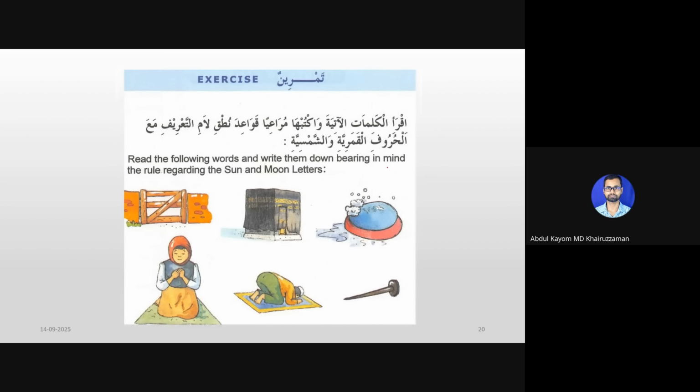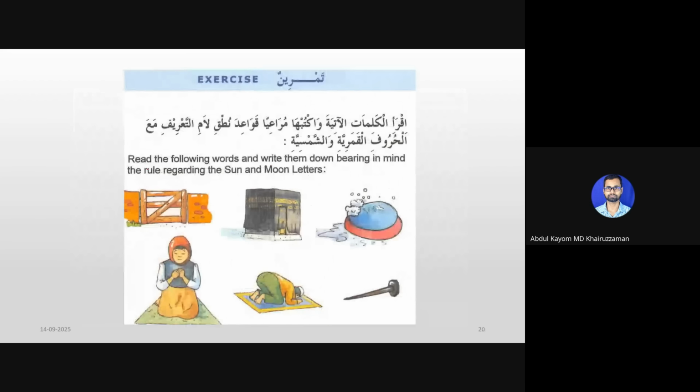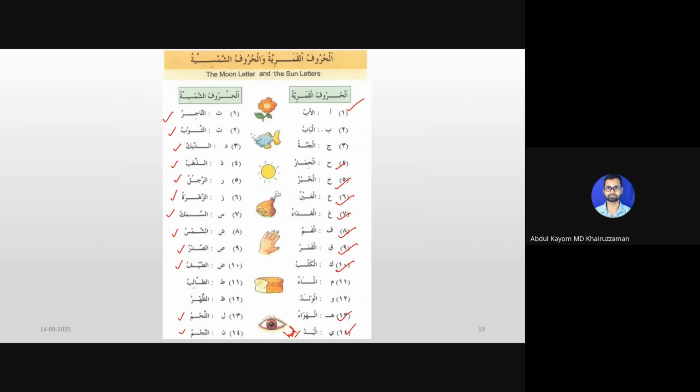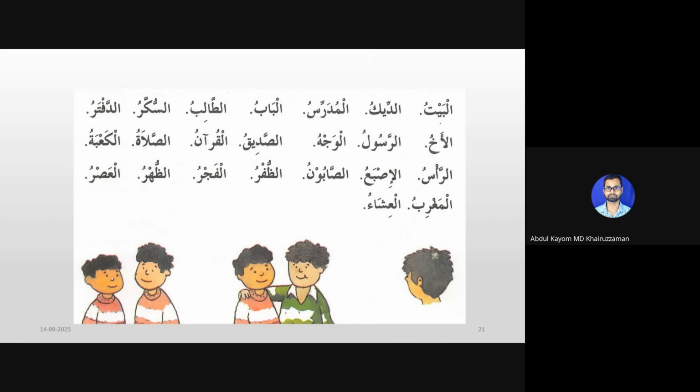So next we have tamreen. Here in this tamreen, we have the following words. We need to read them correctly. It says, read the following words and write them down, bearing in mind the rule regarding the sun and moon letters that we have learned, how to read huruf shamsiya and huruf qamariya. One of you, please read the first line.